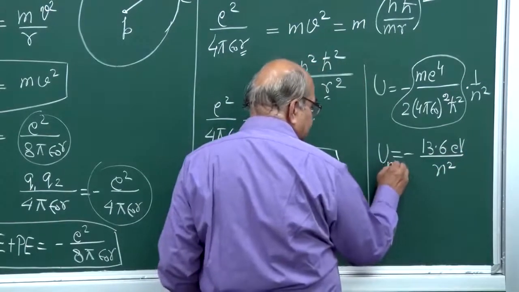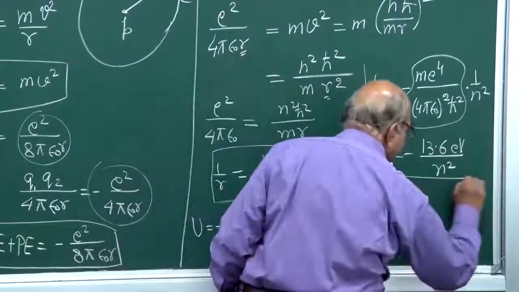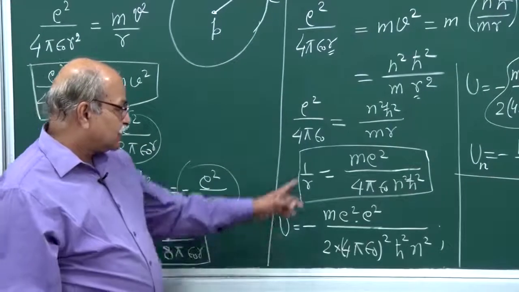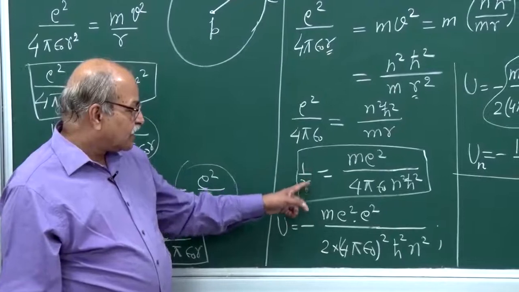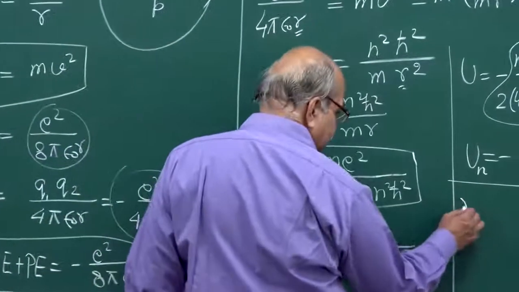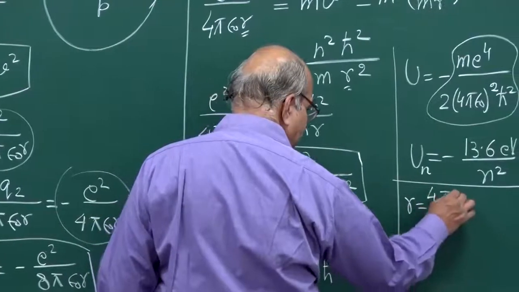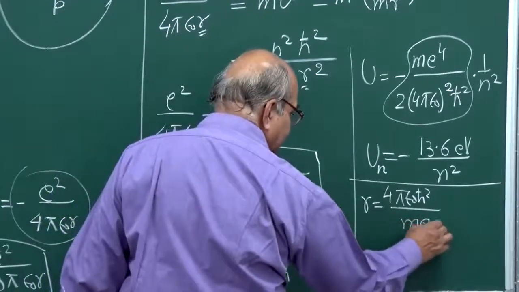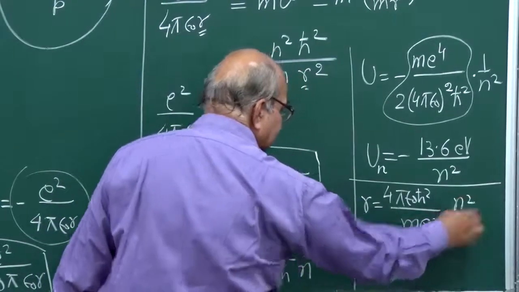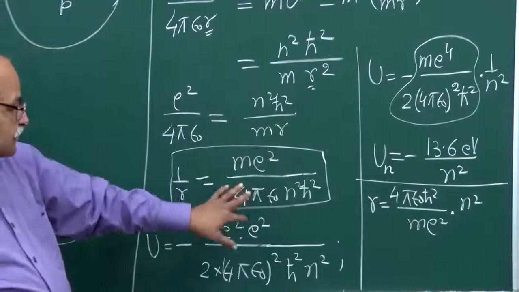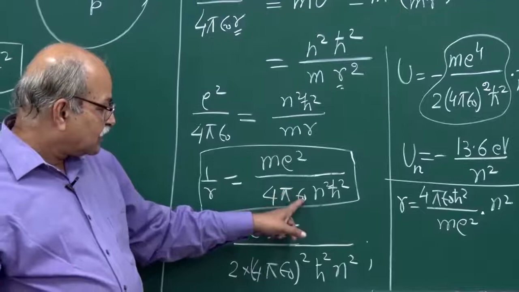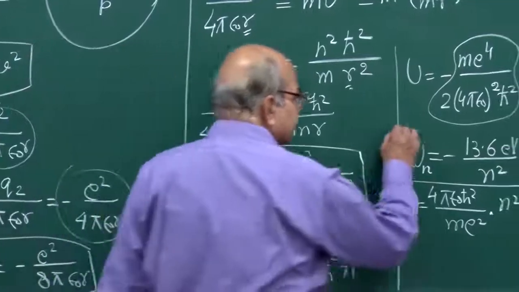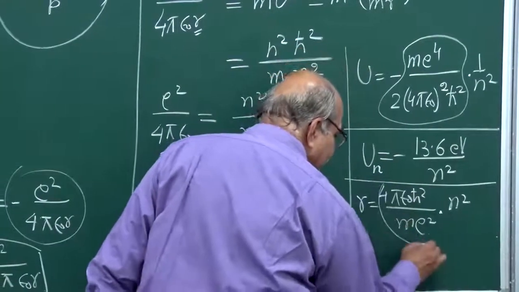So you can say this is Un. And how does r vary? We have this 1 by r here, so you can write the expression of r also. r is 4 pi epsilon naught h cross square divided by m e square, multiplied by n square. This r you have to take the reciprocal. So that is r. So this is energy and this is radius.